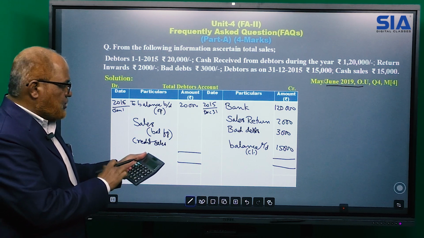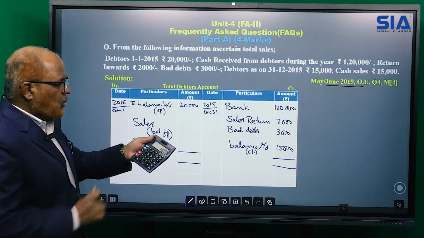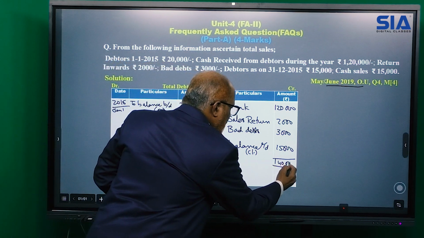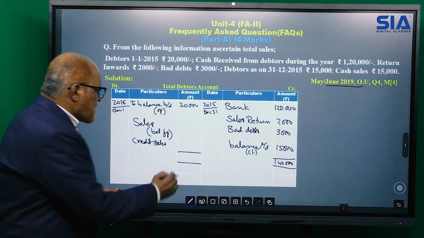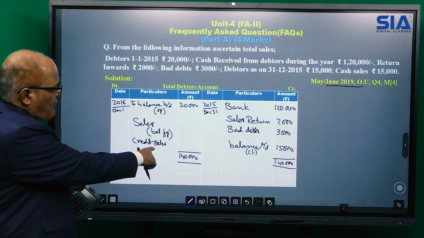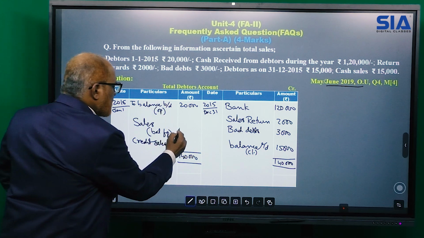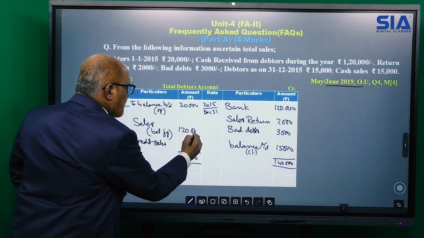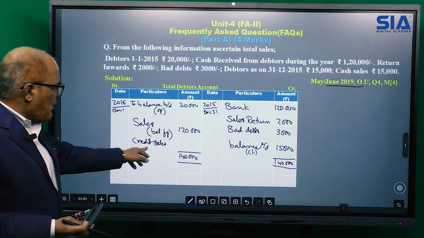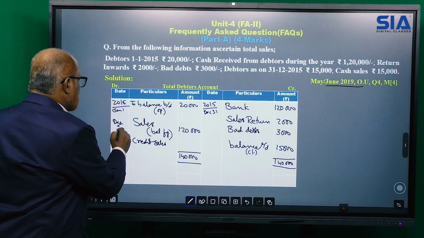plus 2,000 plus 3,000 plus 15,000. You will get the total 1,40,000. So I am taking here 1,40,000 on the credit side, and the same 1,40,000 on the debit side. Now from 1,40,000 subtract 20,000. So you will get 1,20,000. This is the balancing figure, which is not given in the problem. We have calculated it. So 1,20,000 are which sales? Credit sales. This is for the last date, that is December 31st.